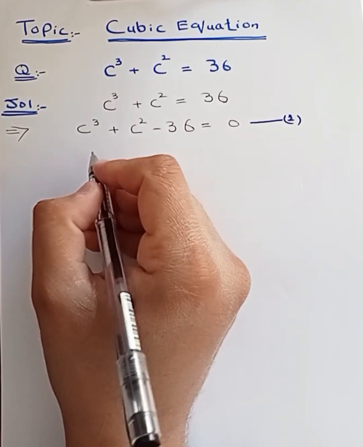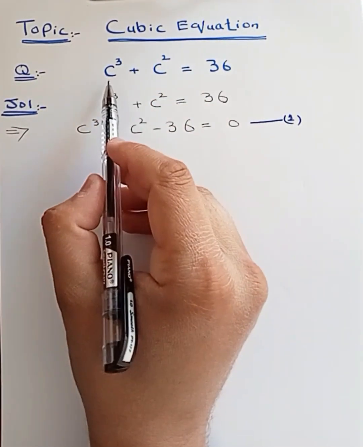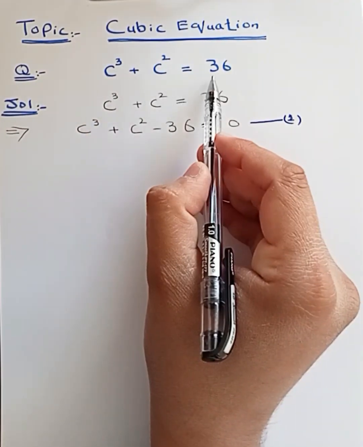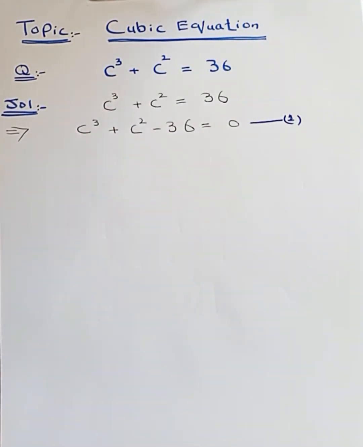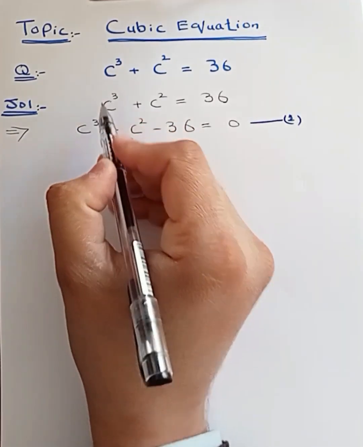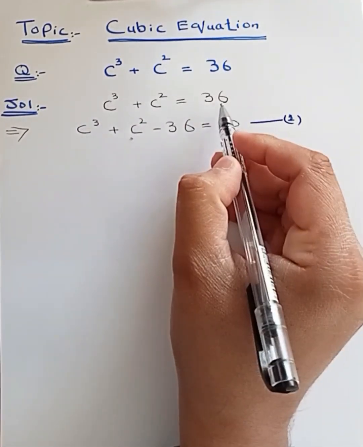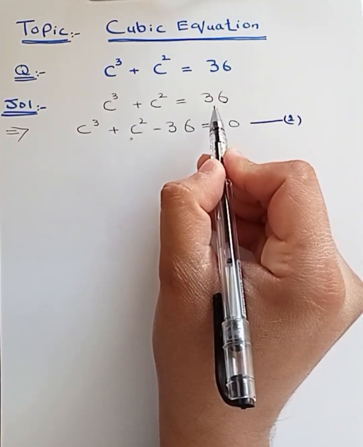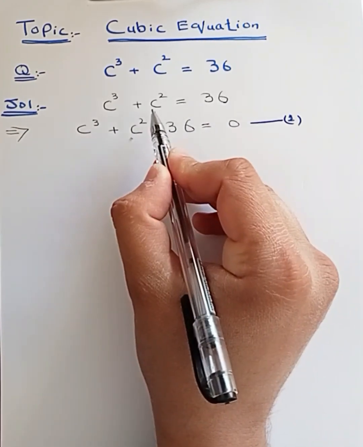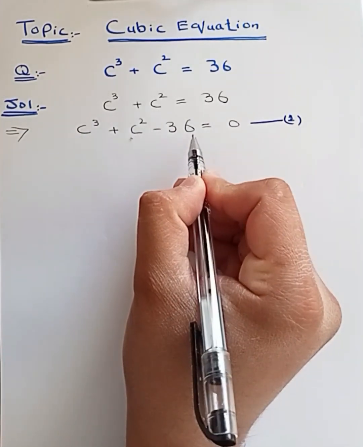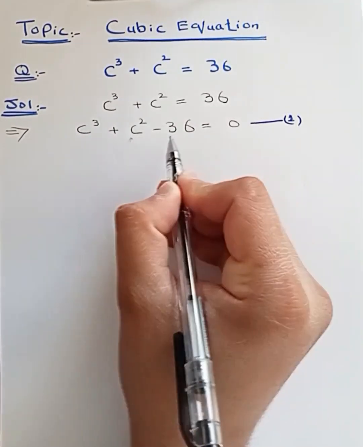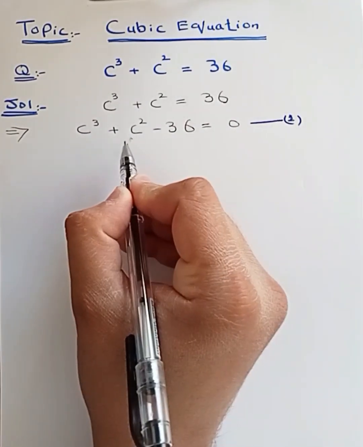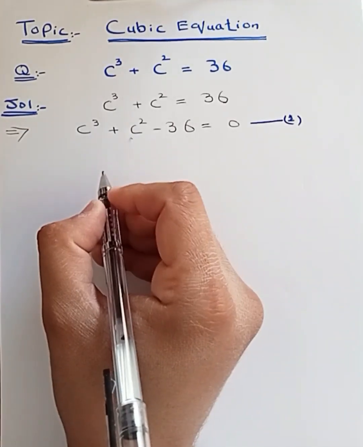Today we have a very nice cubic equation which is c cube plus c square is equal to 36. Now we will try to solve it. Let's go. Now we will shift 36 to the left side of the equation. So this will become c cube plus c square minus 36 is equal to 0, which is a cubic equation.